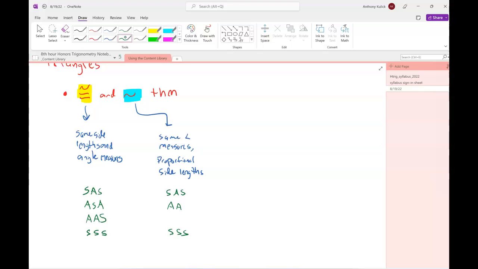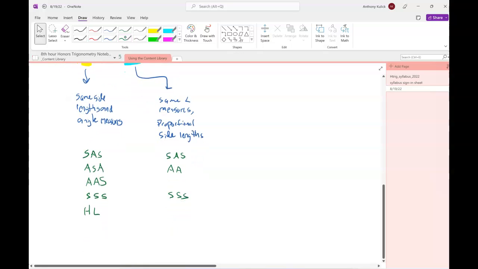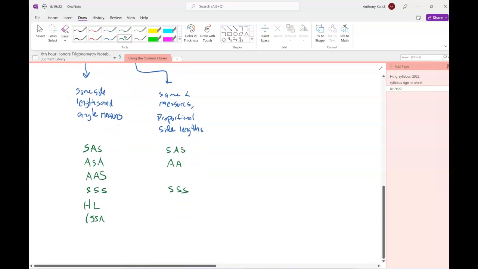Anything else? There's one more special congruence one. I think your textbook calls it the hypotenuse leg theorem. This is a special case of SSA, where the angle in this case has to be a 90-degree angle, so it has to be a right triangle. In general, SSA does not work as a congruence theorem. We'll see later on this semester, I'll show a concrete example of two triangles that have two congruent sides and an angle that are clearly not the same triangle.